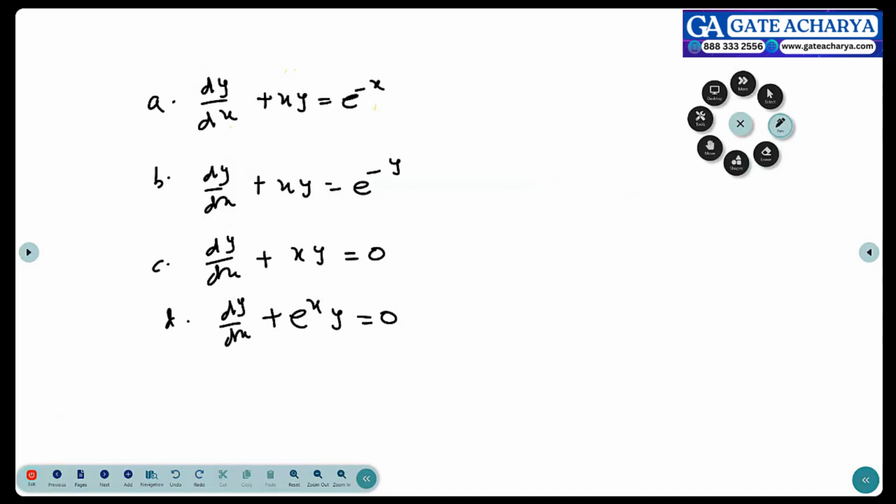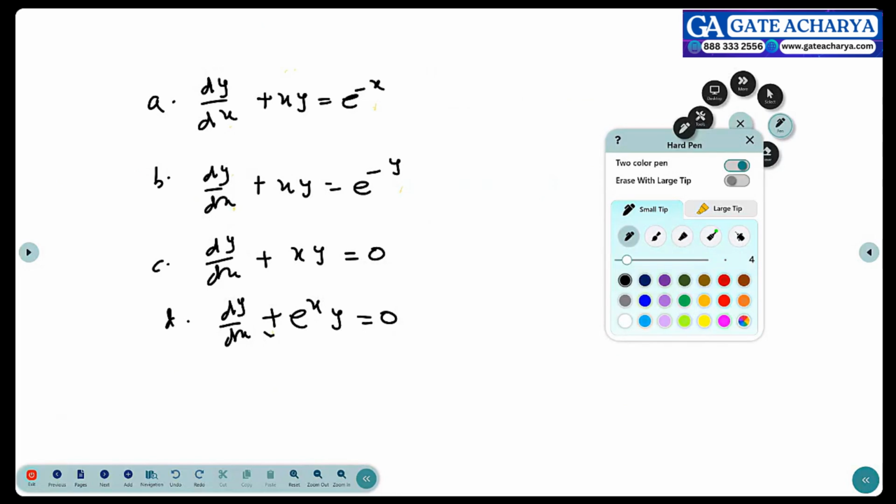And the second, dy by dx. So y is dependent on x, so there is only one independent variable. But here the right hand side is the dependent variable. If the right hand side is a dependent variable, it is not a linear differential equation. Therefore, this one is wrong. Okay, it is not correct.